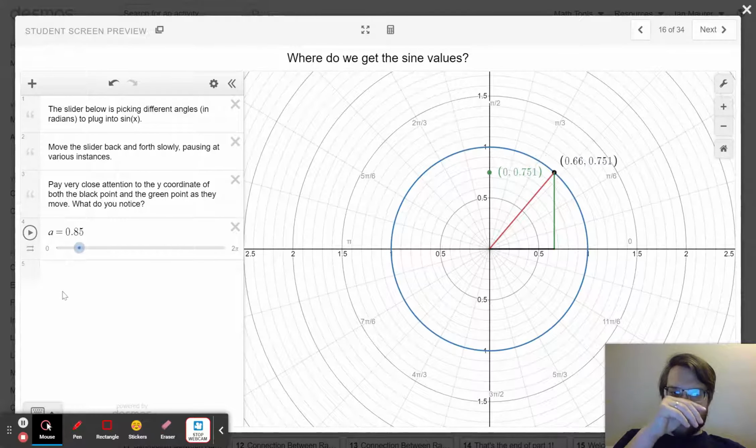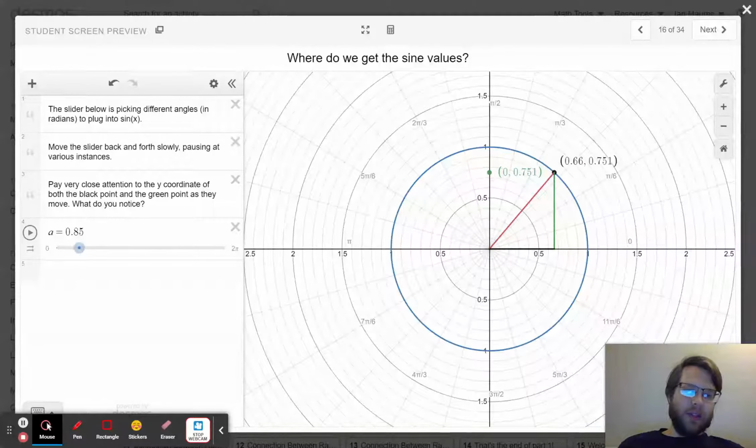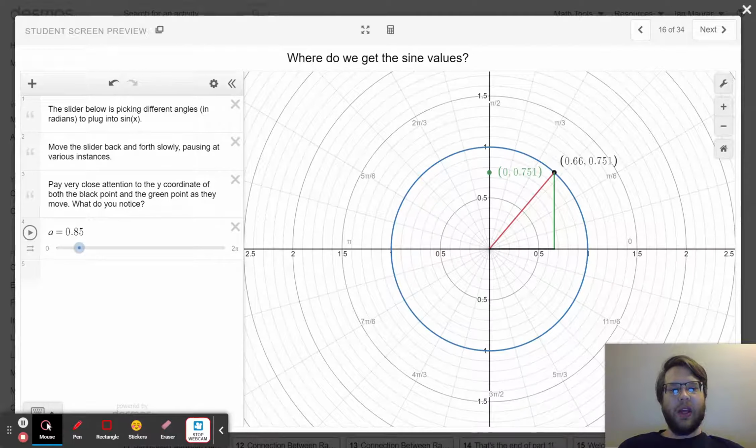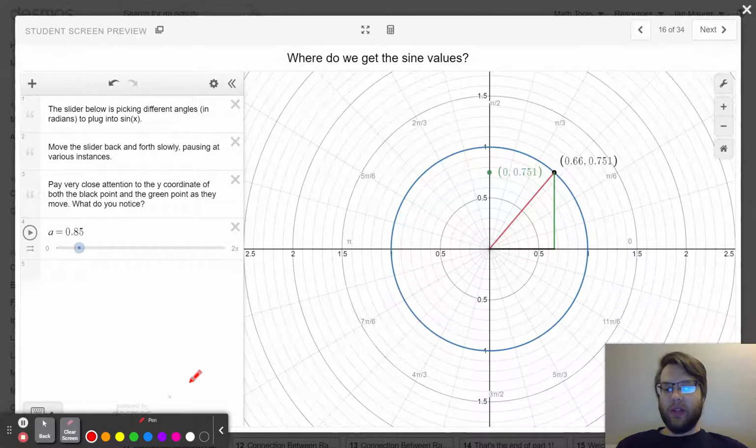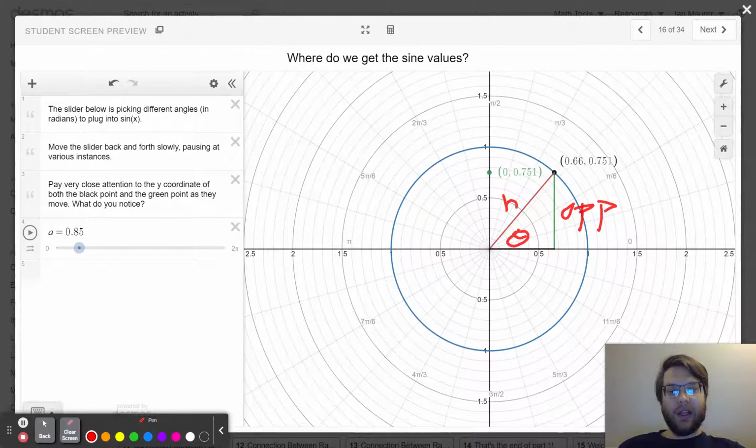As I pause it at a certain point, this kind of reveals the answer. I'm not going to completely say it, but it sort of reveals the answer here. And I really want you to think back to what we know about sine. We know that sine is the opposite divided by the hypotenuse. Remember that our angle theta is the central angle. So this side is the opposite, and this side is the hypotenuse.